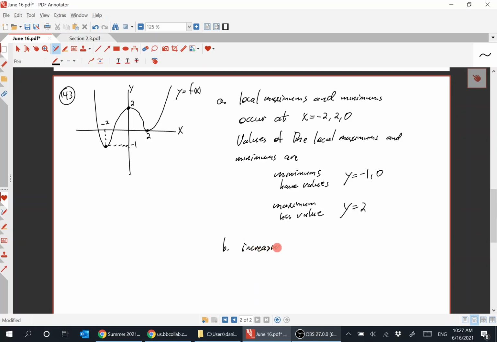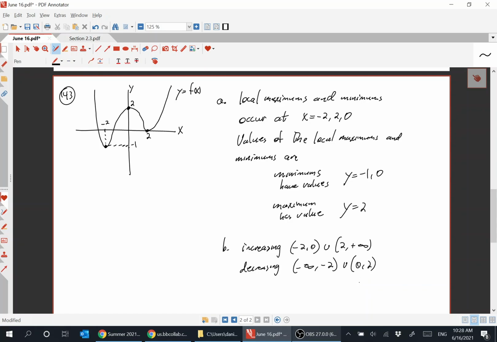So the function is increasing on the interval from -2 to 0. Usually you don't include the maximums and minimums as a point where you're increasing or decreasing. That's a point where the function stops and turns around. So it doesn't belong to the increasing interval nor the decreasing interval. So from -2 to 0, and then from 2 onwards. And decreasing from -infinity to -2, and from 0 to 2.